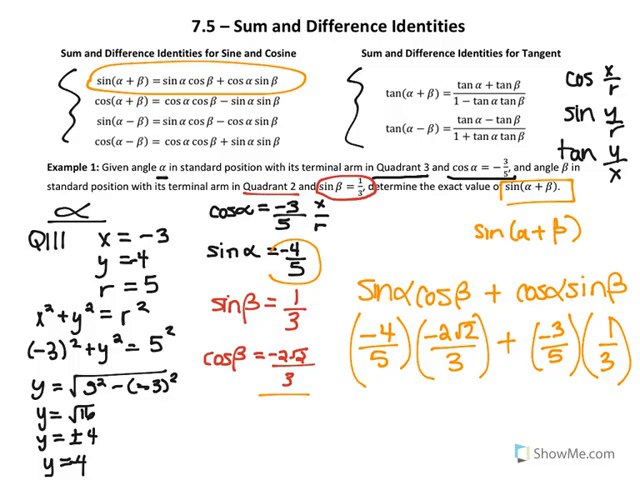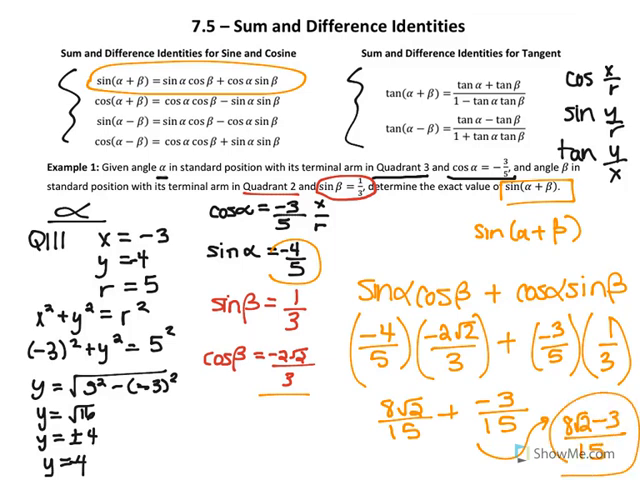So we have negative 4 times negative 2 root 2 is 8 root 2 over 5 times 3, which is 15. Negative 3 times 1 is negative 3 over 15. So this simplified final answer would be 8 root 2 subtract 3 over 15. And that is my exact answer. So remember, when it says exact, you want to be using these ratios.